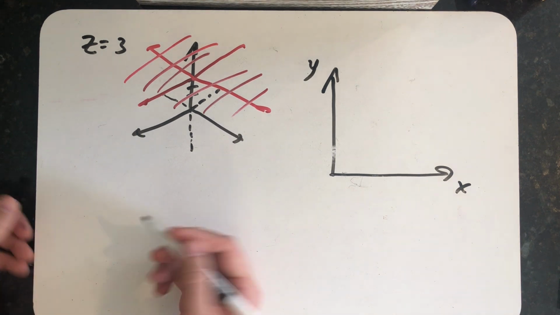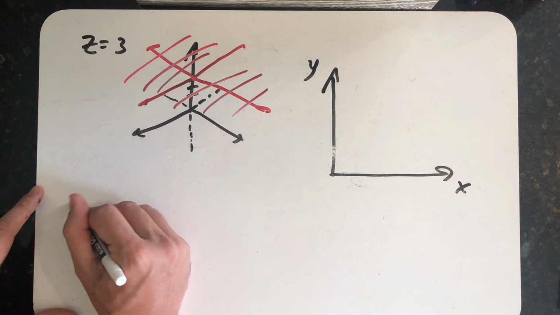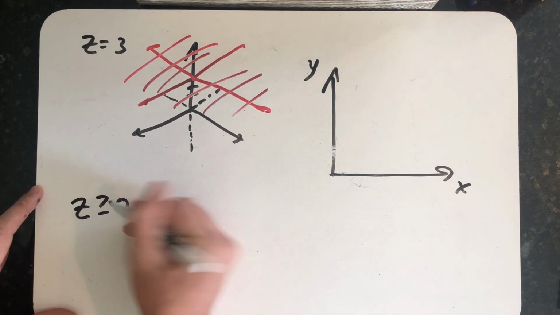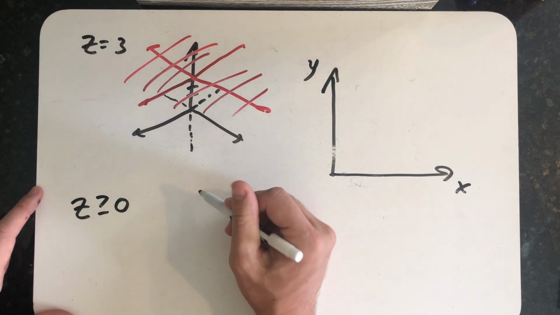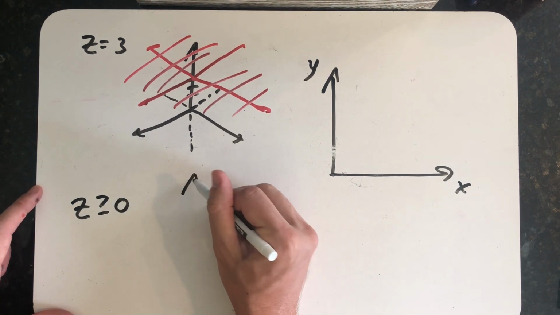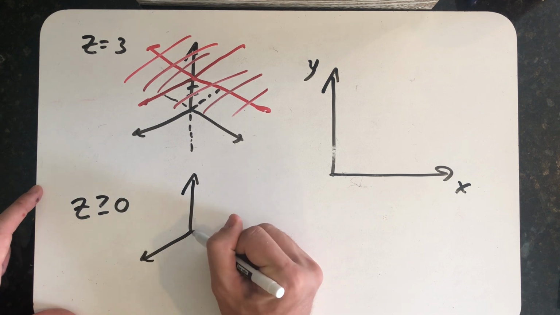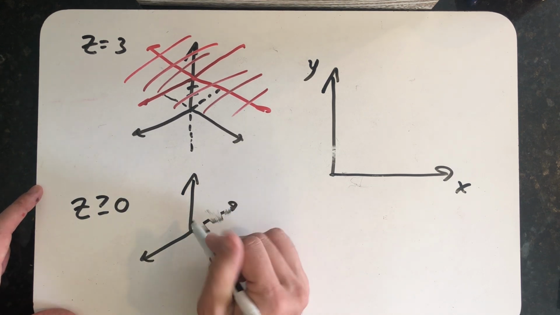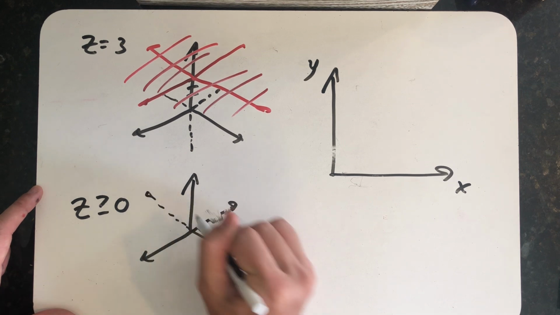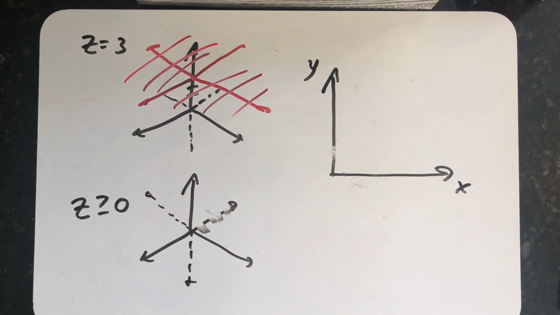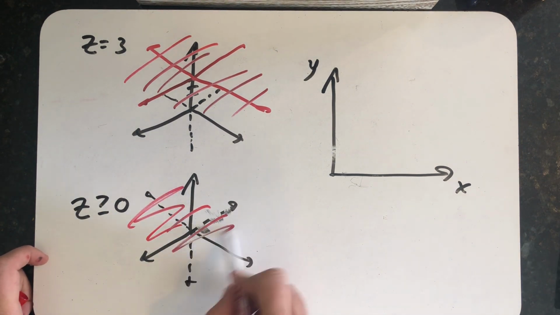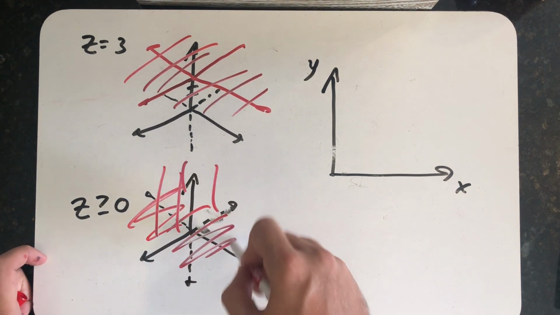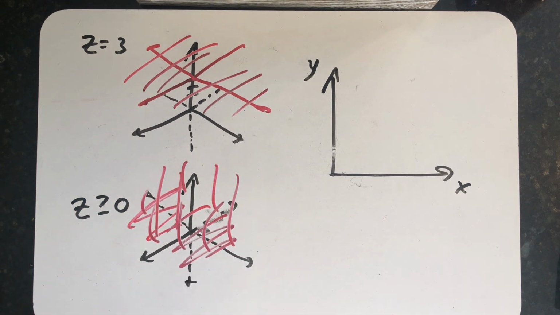All right, well, maybe let's look at an inequality. Z is bigger than or equal to 0. Well, the xy plane itself is all the points where z equals 0. Z's that are bigger than 0 are simply the ones above it. And so we could think about this as the upper half of space, including the xy plane.